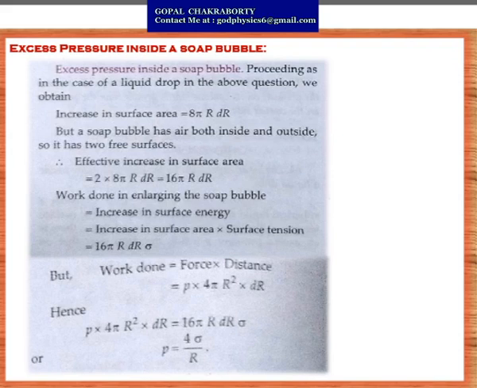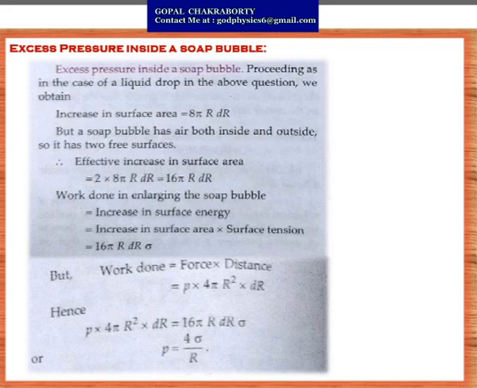Now, work done in enlarging the soap bubble equals the increase in surface energy, which equals increase in surface area into surface tension. So that equals 16 pi r dr into sigma. Now, as you know, the work done equals force into distance, so it equals P into 4 pi r square into dr. Here also you have received two equations of work done. Now you can equate these two, and that will give you P into 4 pi r square into dr equals 16 pi r dr into sigma. So from both sides you can write the pressure P equals 4 sigma by r. So this is the excess pressure inside a soap bubble.